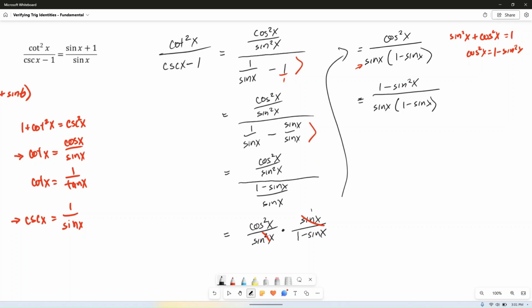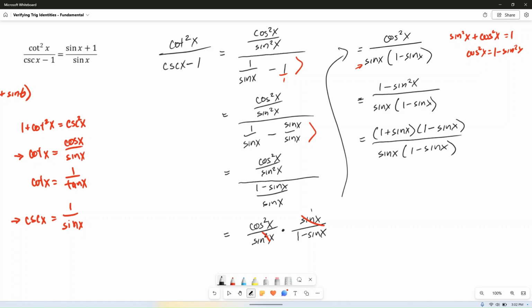How do we simplify that? Well, you might be tempted just to cancel the 1 minus sine squared with the 1 minus sine, because they look very, very similar. But remember, 1 minus sine squared is actually a difference of two squares. We need to factor that first. So I can take 1 minus sine squared and factor it as 1 plus sine x times the quantity 1 minus sine x. And that's still all over sine x times a 1 minus sine x.